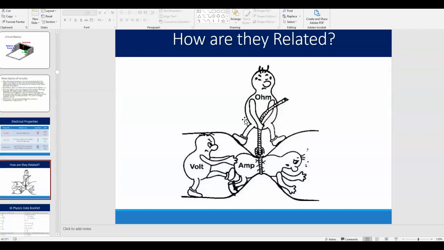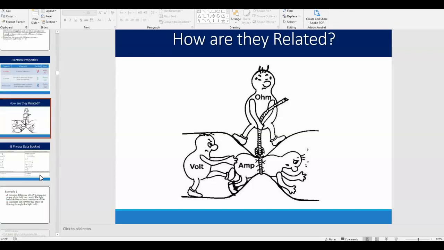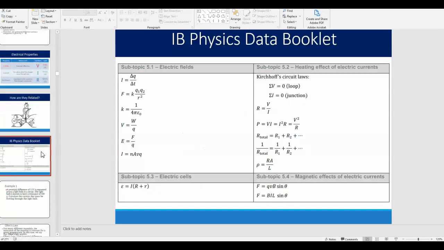This is just a cute little picture showing you that voltage is what's making the current go through. Here you can see the volt is trying to kick the ampere through the wire, and the ohm, the resistance, is what's stopping the current from flowing. So that's just a cute little cartoon. I do want to show you, this is topic 5.2.